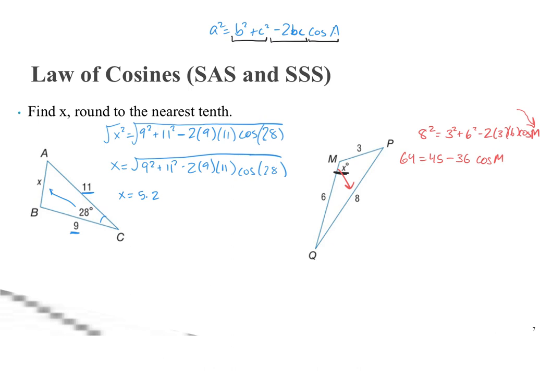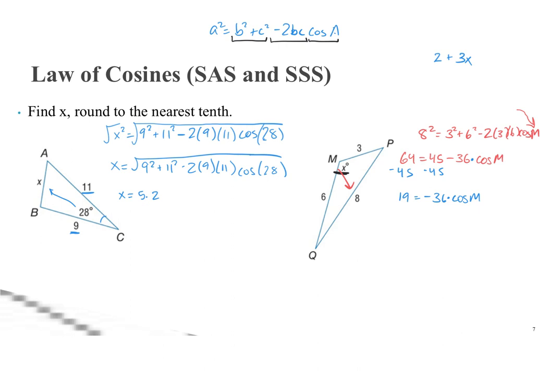Now, small warning. Whatever you do, do not combine 45 and negative 36. This is multiplication right here. It's negative 36 times cosine of M. Just like you can't do 2 plus 3x, because those are not like terms, you cannot combine these terms. So what we have to do is subtract 45 from both sides. And that gives us 19 is equal to negative 36 cosine of M.